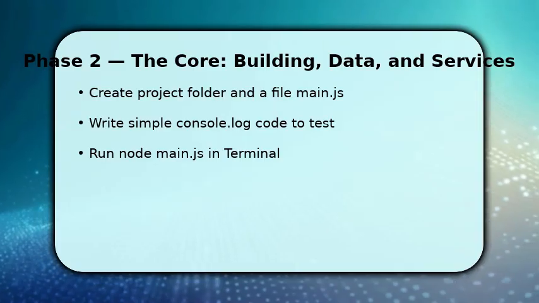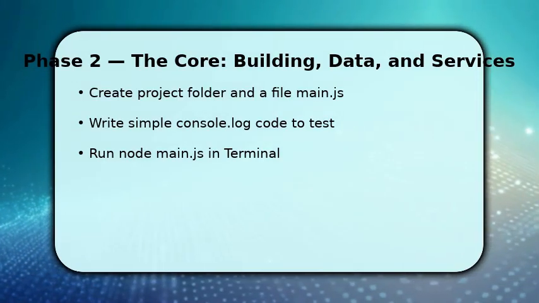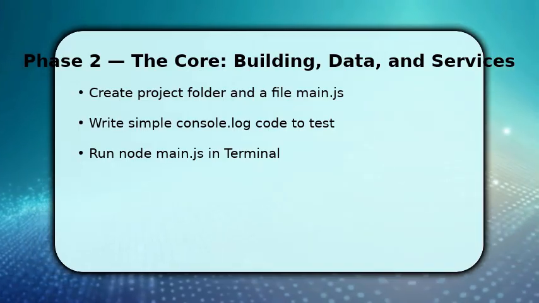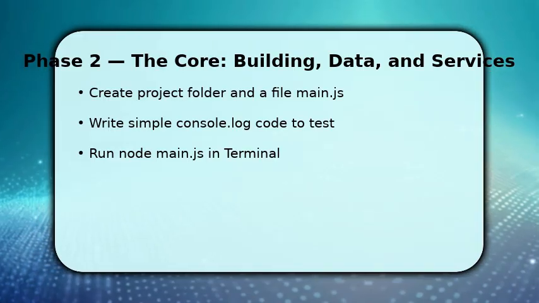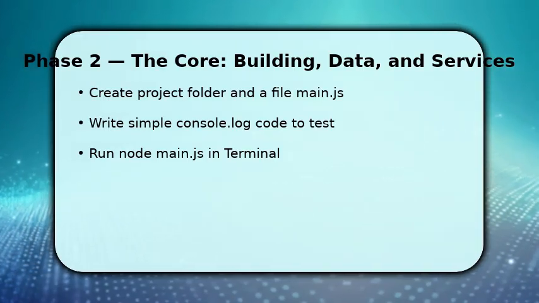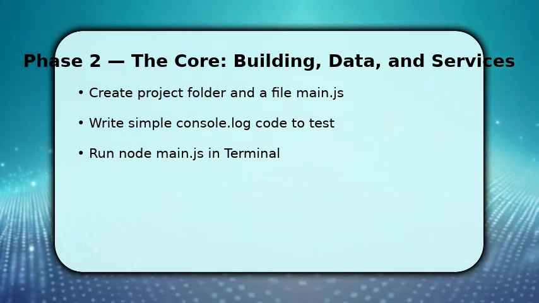Next, change terminal into that folder with cd and run node main.js to execute the JavaScript using Node.js. This shows how code executes in a runtime versus a browser. If you see the printed message, node ran correctly. If not, check file path and file extension carefully.